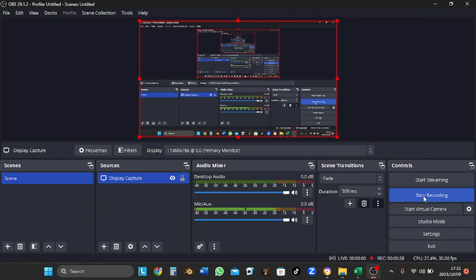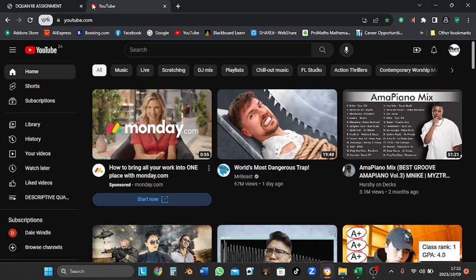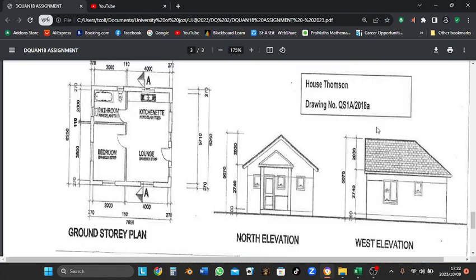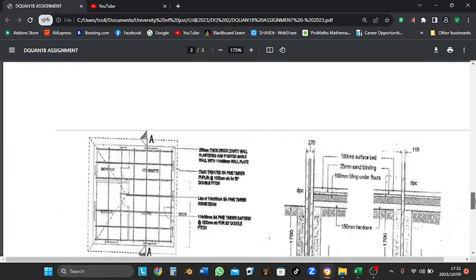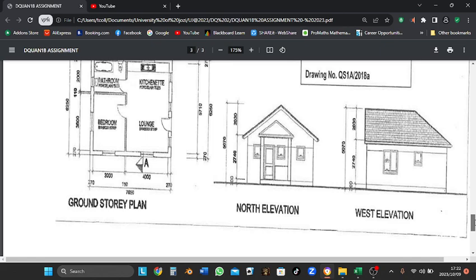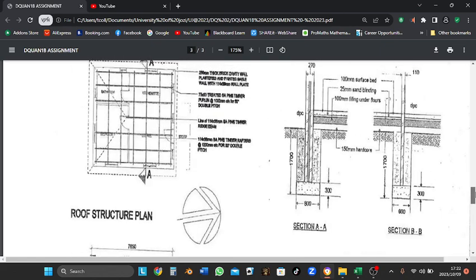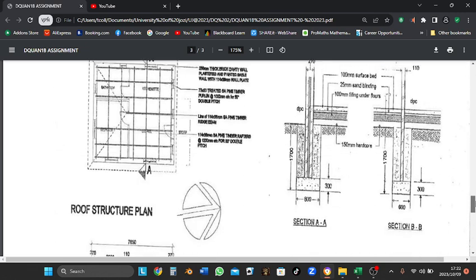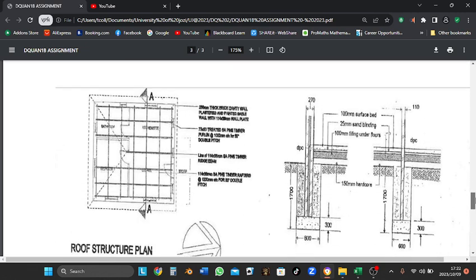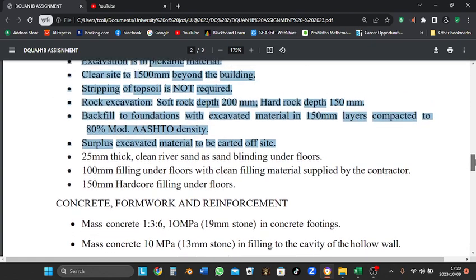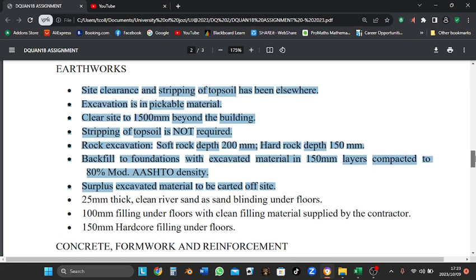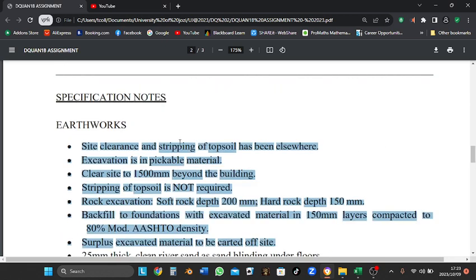Let's get started. So we're having a working drawing here. Here's the working drawing. We're given this working drawing, and we're going to work on it. We have the ground story plan. We also have the north elevation, the south elevation, and then we're also having the sections for the foundation works, and then we're also having the roof plan. And then we're also given specifications here. And then on this part, the parts which are highlighted are these ones.